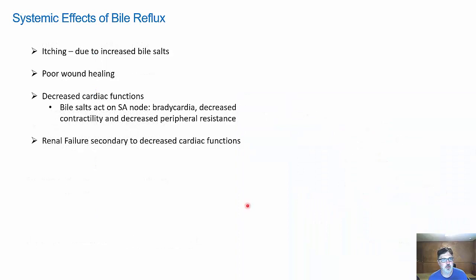So just to give you guys a few symptoms of things that would happen with systemic effects of bile reflux, we would have that itching due to the bile salts. Also, poor wound healing. So you'll see that all these wounds may not heal properly. And interestingly enough, bile reflux or bile salts actually have an effect on cardiac function, where they actually suppress the SA node. So you might see a slowing of the heart. You get this bradycardia. You might also see a slowing contractility or decreased contractility, even decreased peripheral resistance. So you're going to start to see this kind of heart failing thing, if you would.